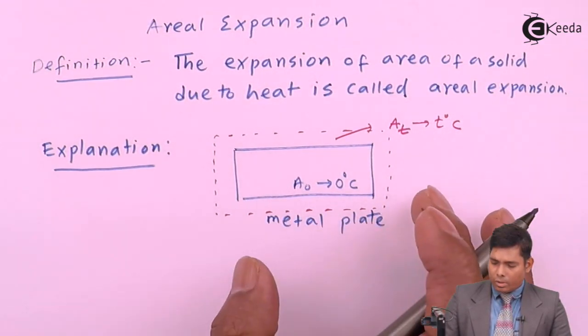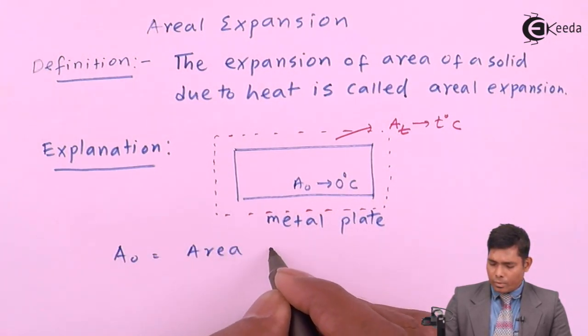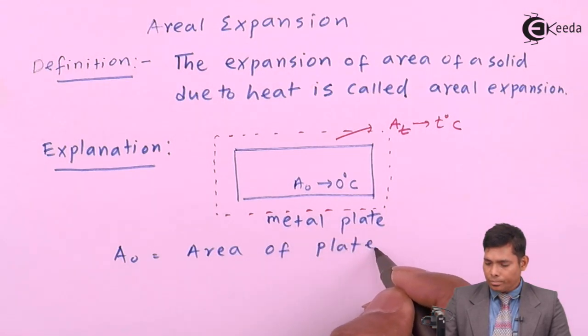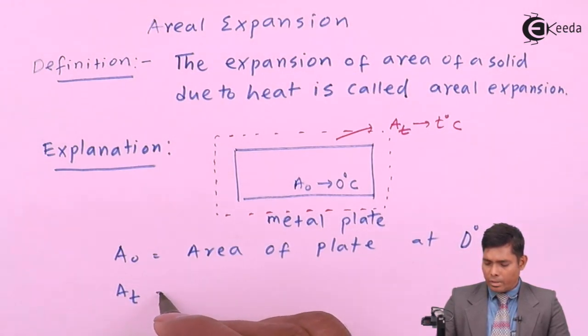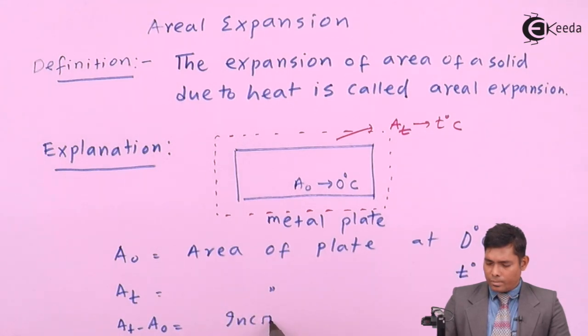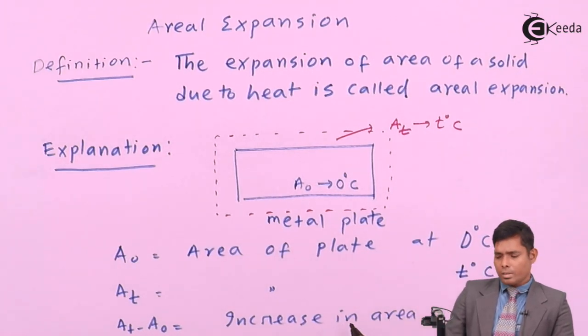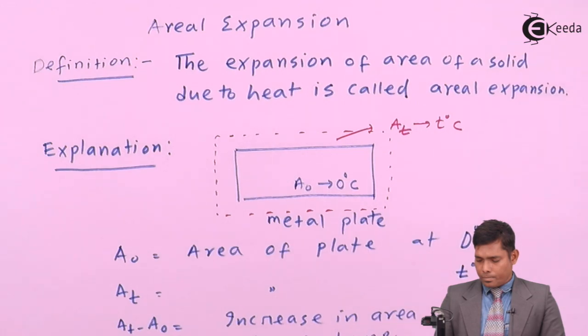Here you must note the meaning of the terms that are involved. A0 is the area of the plate when its temperature is 0 degrees centigrade. AT is the area of the plate when its temperature is T degrees centigrade. AT minus A0 is the increase in area, and T minus 0 is the rise in temperature. So we'll derive it.